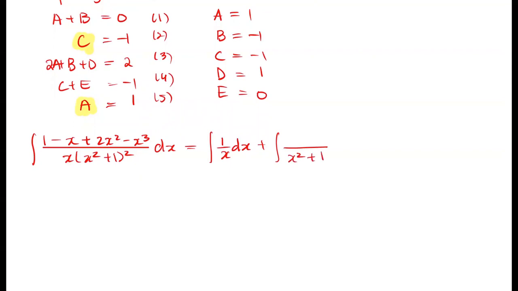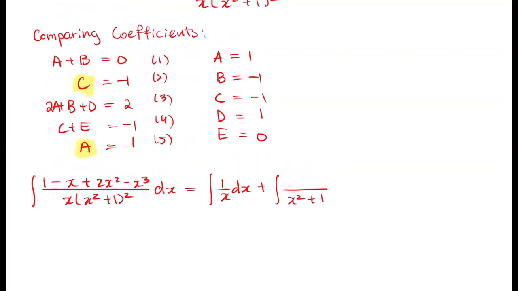Since b was -1, we have negative x minus 1 dx. And then the cx plus d is the other term. So we just have x divided by x squared plus 1 squared dx. And yep, that should be the integral that we have.